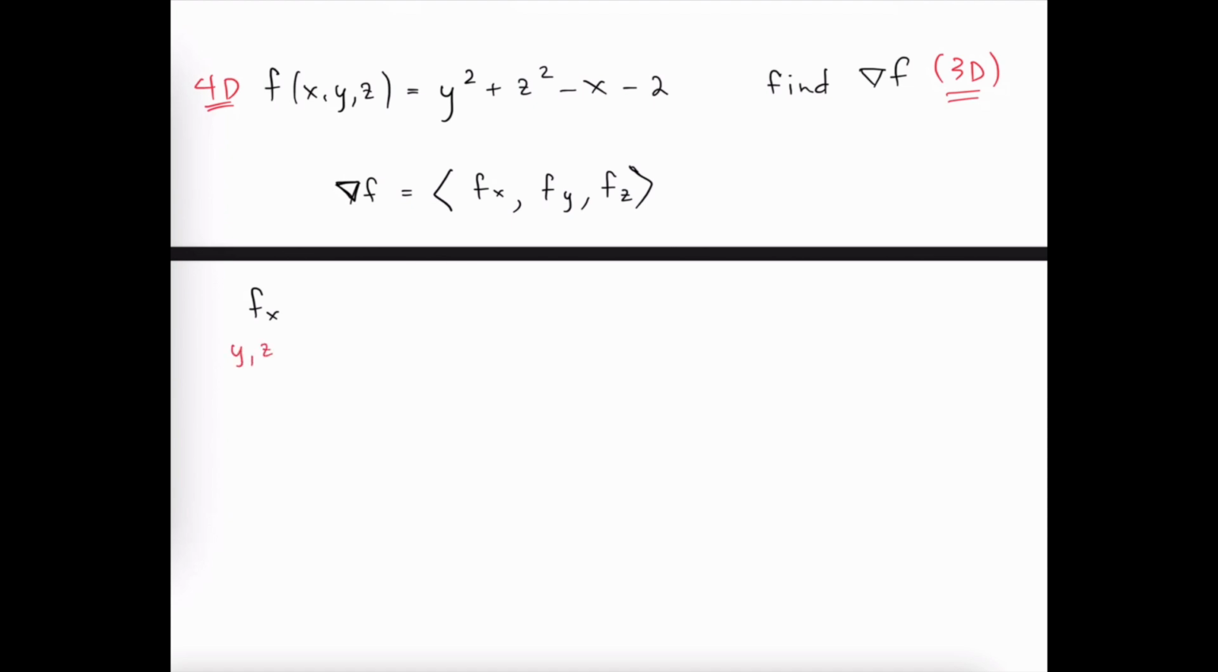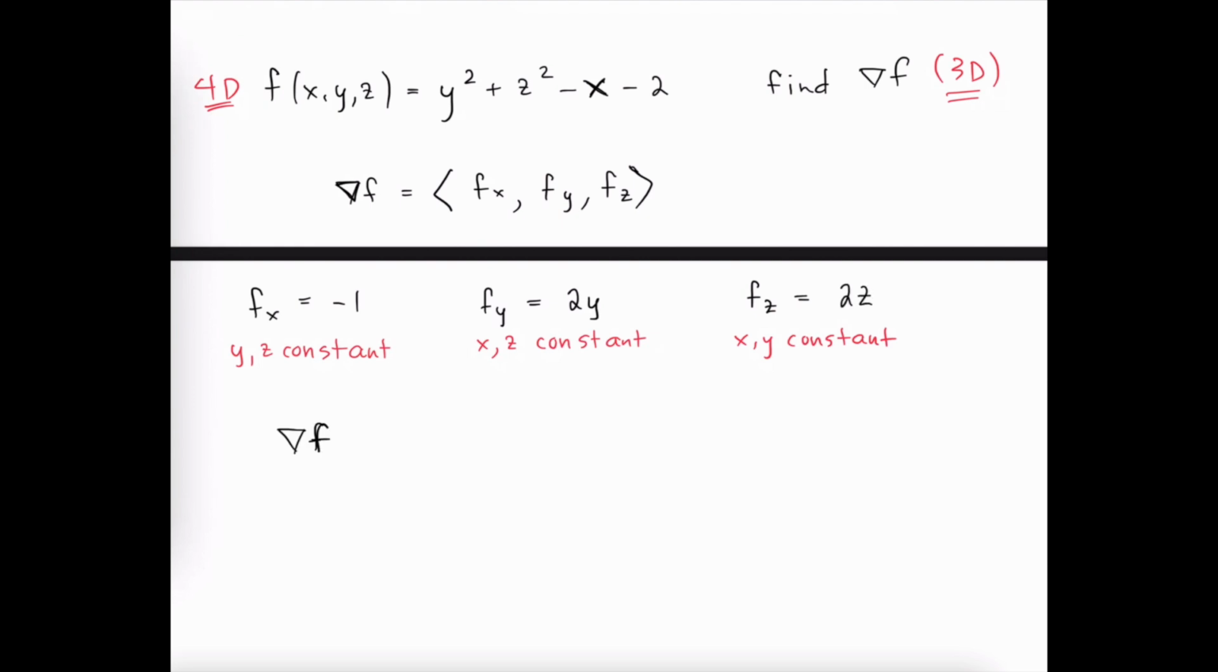So our first partial with respect to x is going to hold y and z constant, and the derivative of negative x is just going to be negative 1. The first partial with respect to y is going to hold x and z constant, and the derivative of y squared is just 2y. The first partial with respect to z holds x and y constant, which is going to give us the derivative of z squared, which is 2z.